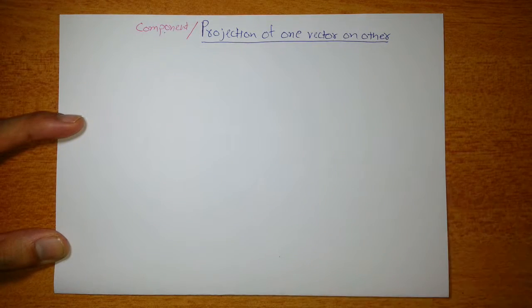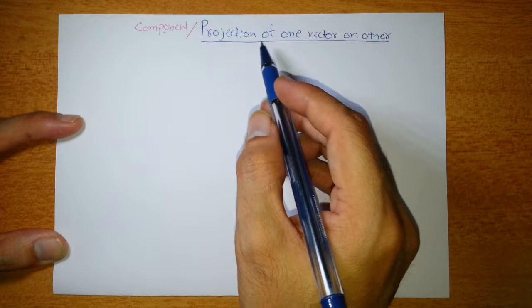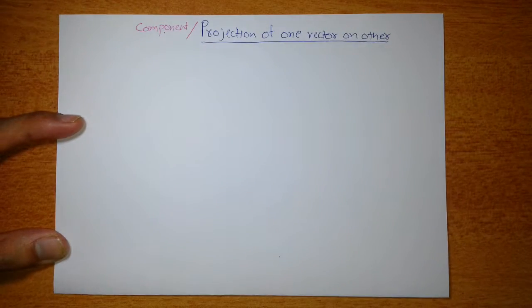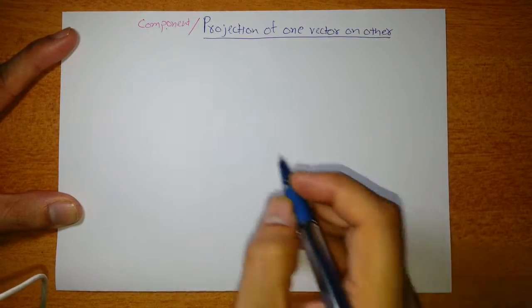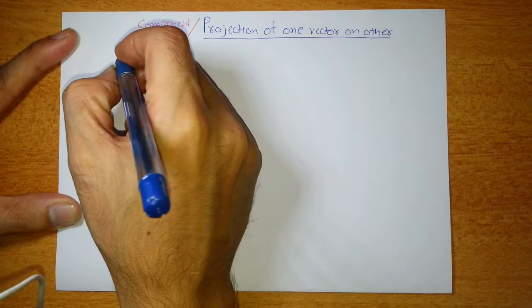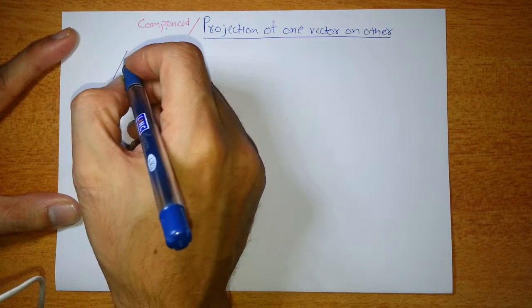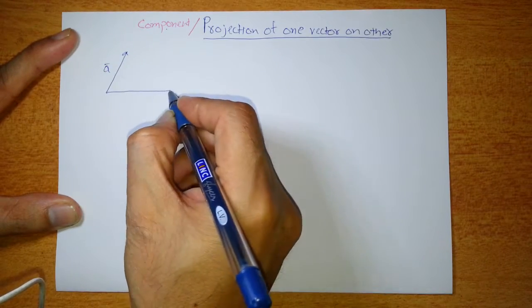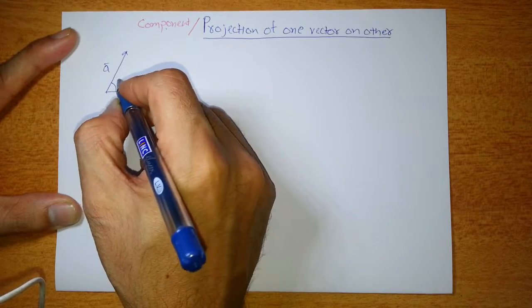In this video, we'll be looking at what is the component of one vector on another. It is also called the projection of one vector on the other. So we'll see what we actually mean by that. Let's say there are two vectors. One is this vector A and another is vector B, and we have some angle between them, let's say theta.